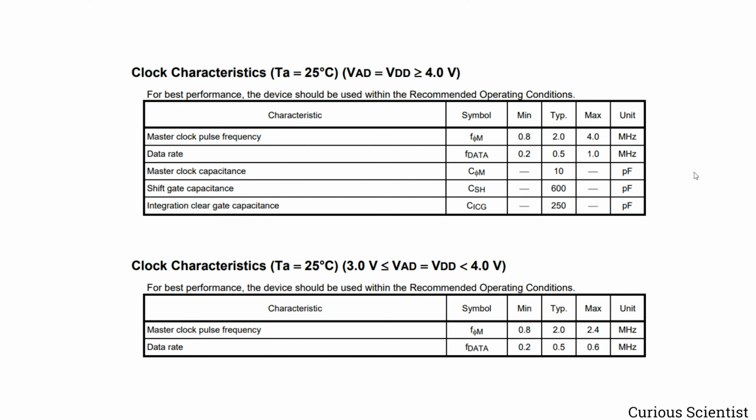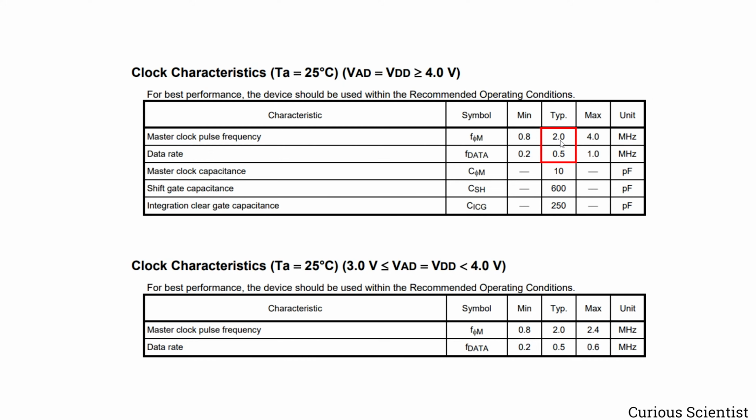So this is from the datasheet again, and here we can already see some specific parameters which we will need to know for the programming part. So these two lines or rows in this table are very important. So f phi m and f data are frequencies. The first one for the master clock pulse frequency, and the second one is for the data rate. And what this tells us is that we will use the typical values, and this means that the master clock pulse frequency, so the f phi m, should be 2 megahertz.